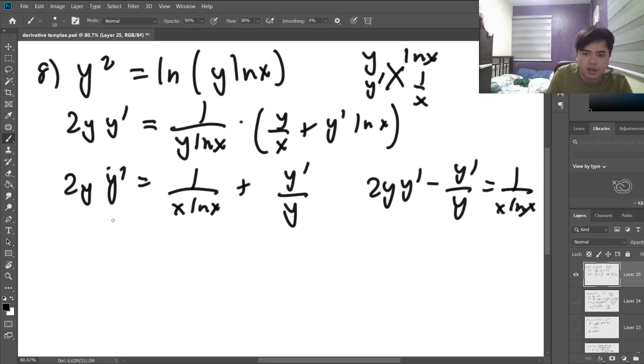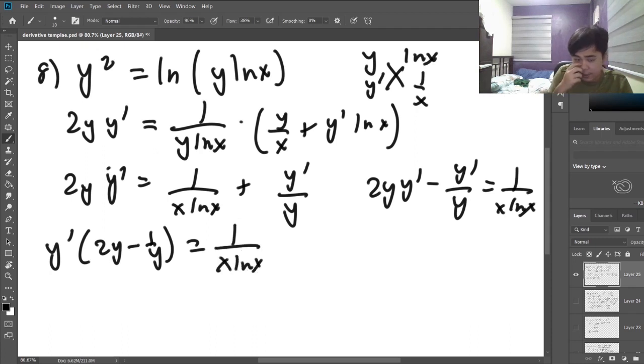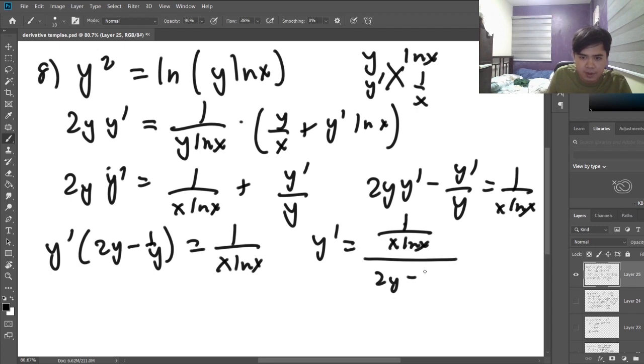Isolate y prime here. y prime of 2y minus 1 over y is equal to 1 over x ln x. So what we get here, y prime now is equal to 1 over x ln x over 2y minus 1 over y.